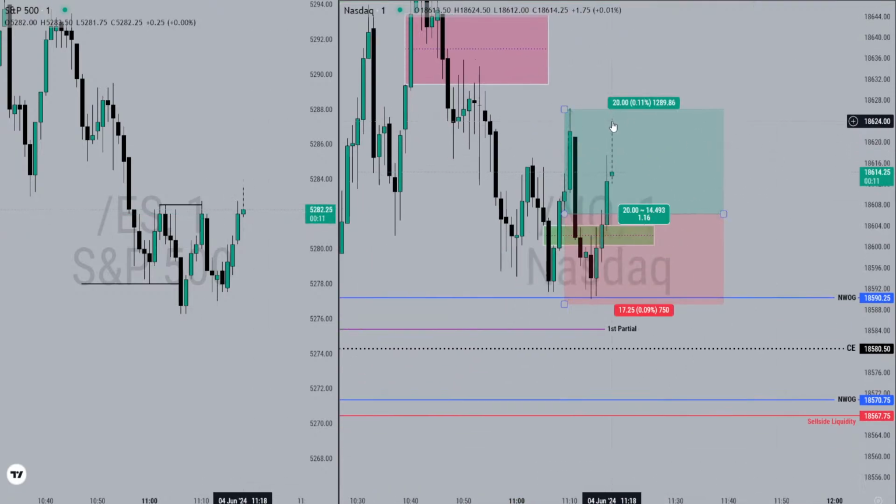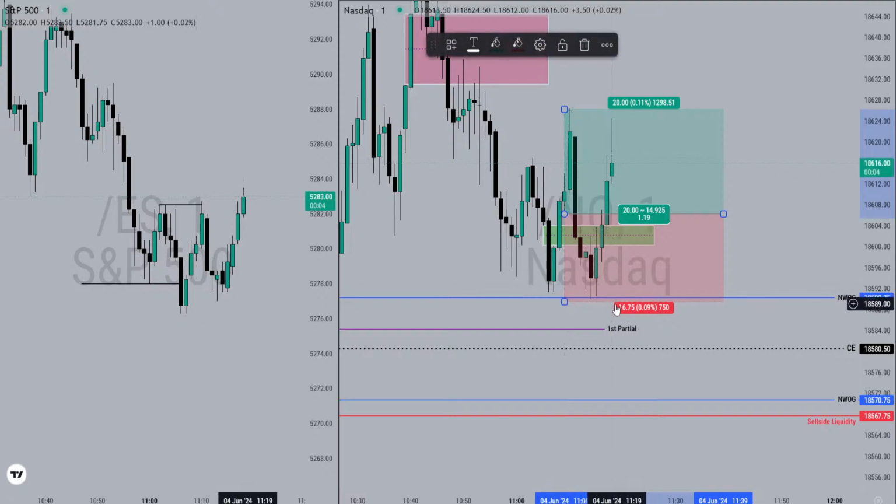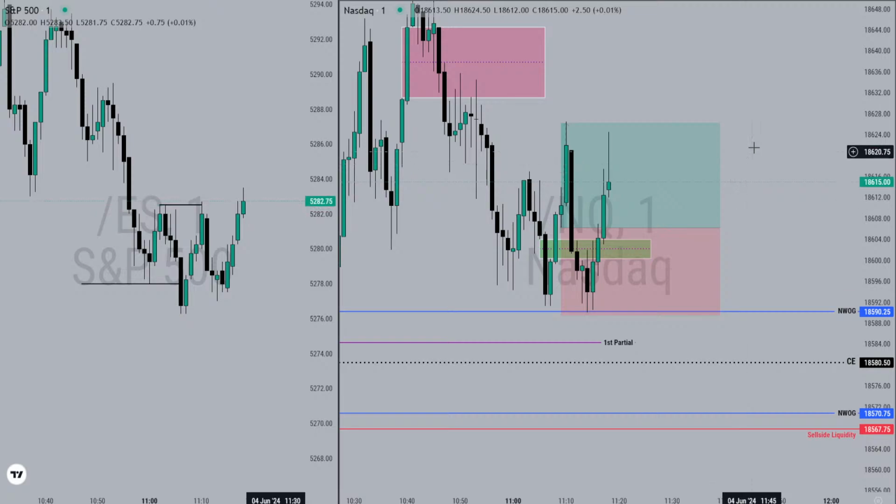You can see the market reached that area. Okay, now the market is falling. You can't move your stop loss anywhere. Either it will hit your stop loss or it will hit your target profit. You can't just move your stop loss.